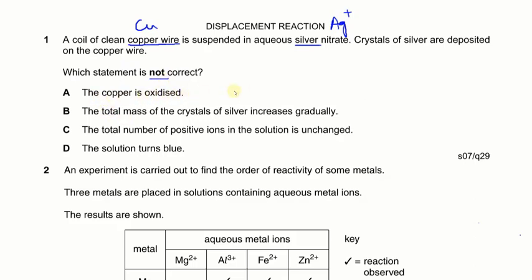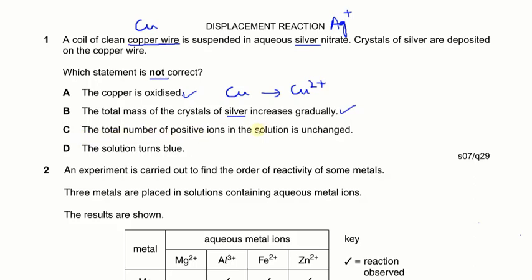Copper is oxidized. In this reaction, copper changes into copper ions. Because copper has a greater ability to lose electrons, it will lose electrons more easily, and loss of electrons is oxidation. That is a correct statement. The total mass of crystals of silver increases gradually, because as the reaction proceeds more and more silver gets deposited, so that is fine also.